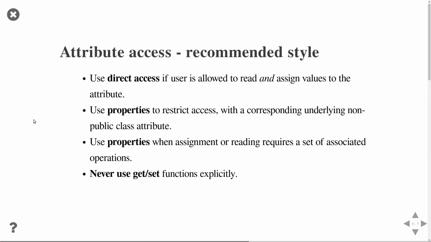So here's the recommended style when to use all these different techniques. If you have a variable that you want the user to be able to read and assign more or less arbitrary values, then you just use a normal class member variable. There's no need to make it more complex than it can be. You can use properties if you want to have certain variables to have restricted access, or some kind of type checking, right? There you can use a property with an underlying non-public class attribute. So that was kind of the hidden _x variable that actually stores the values, and then we use the get and setter methods in the property to make it accessible.